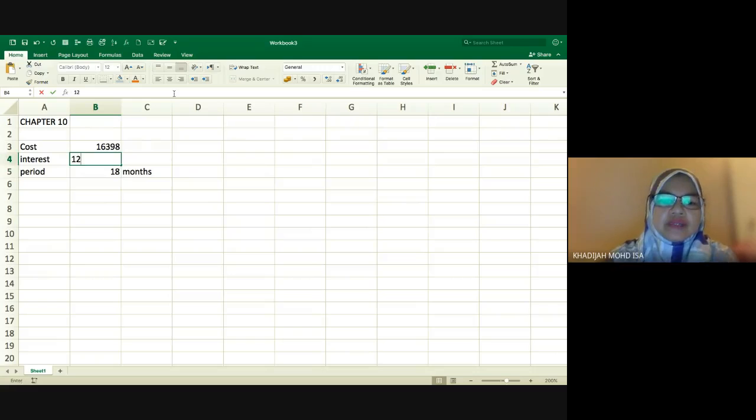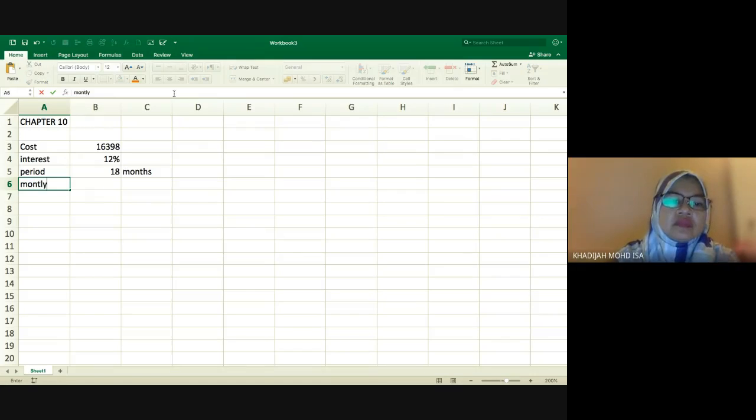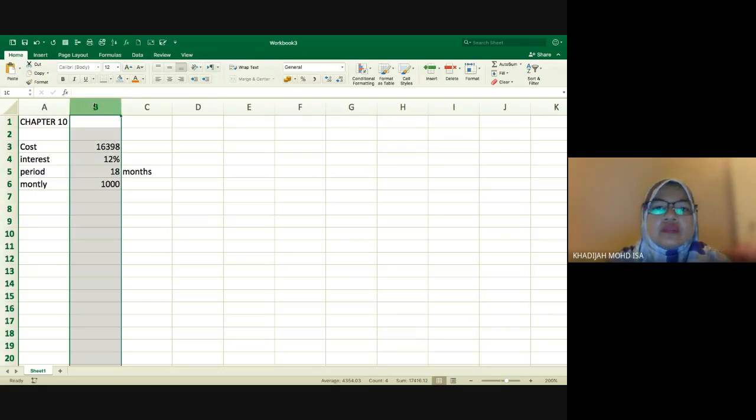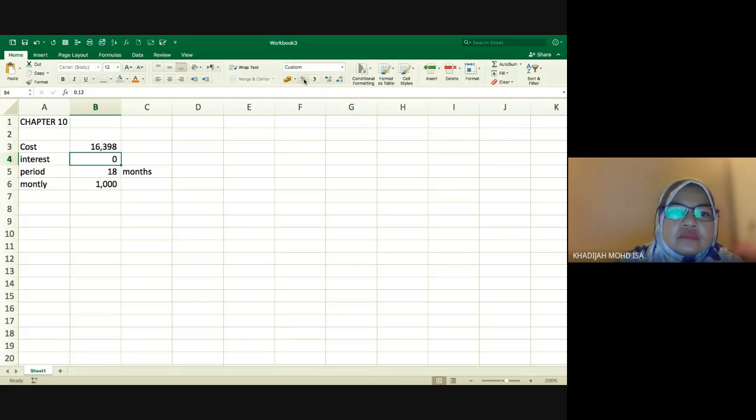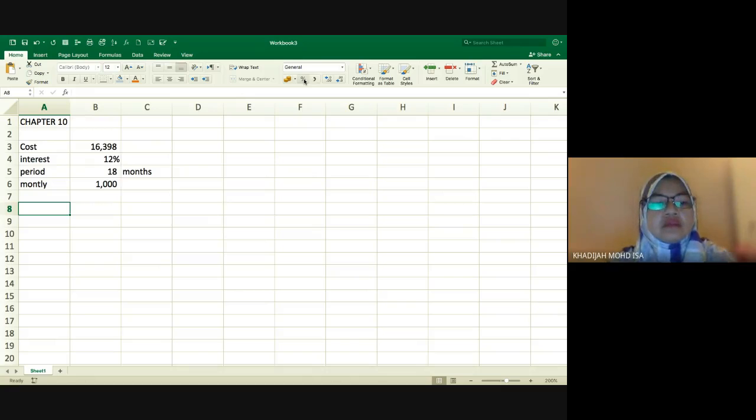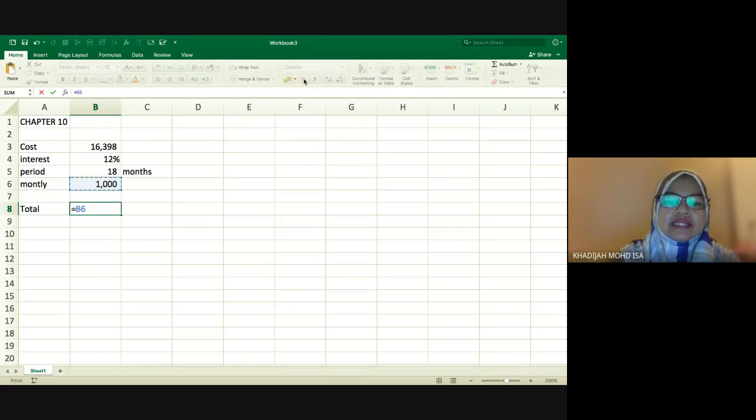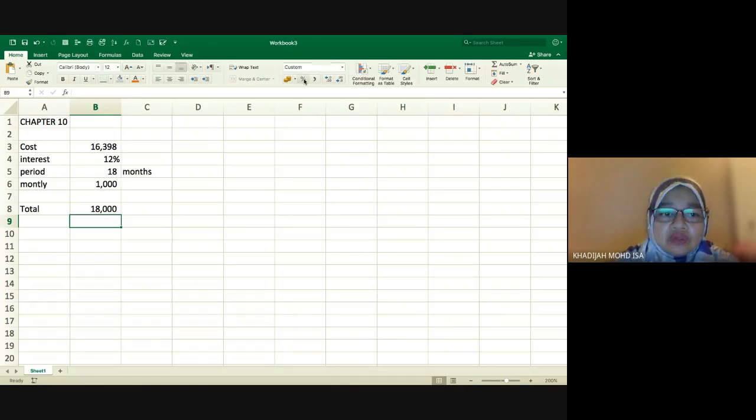This one is 12%. Okay. So monthly, you pay 1,000. So what happened is that, at the end of the day, you have to pay a total of 18,000, right? But on a monthly basis, how much do you have to pay? Total is your 1,000 times 18 months. So you pay 18,000, right?